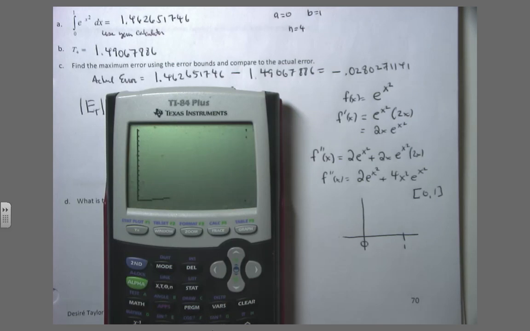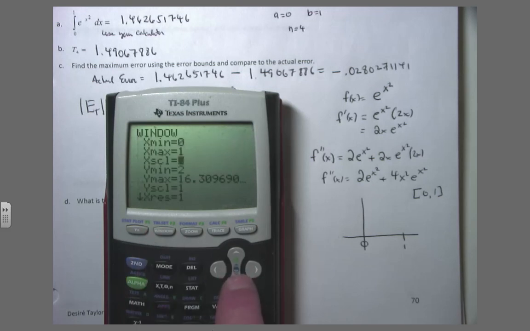And this is my picture. This is what 2e to the x squared plus 4x squared e to the x squared looks like. Now I'm going to change something slightly. I'm going to go back here and hit the window, and I look at my y coordinates. My y minimum was 2, my y maximum was 16.309.